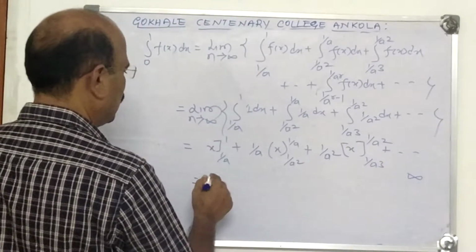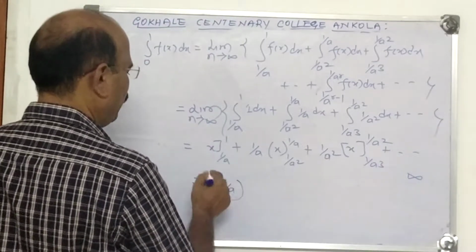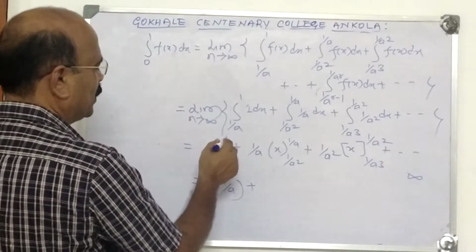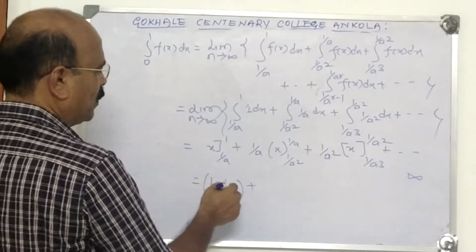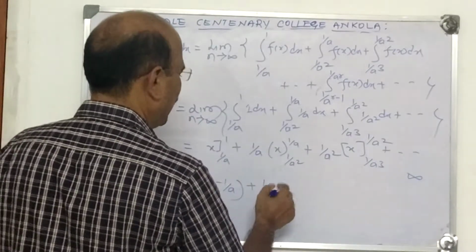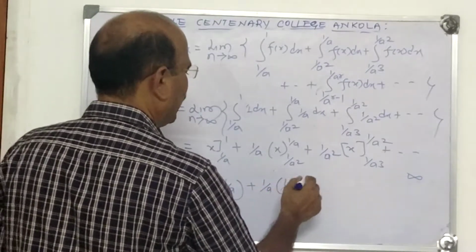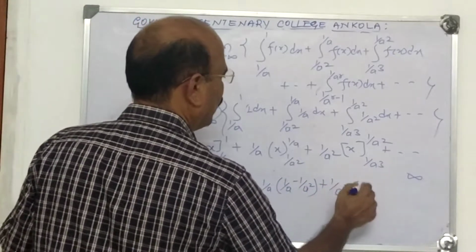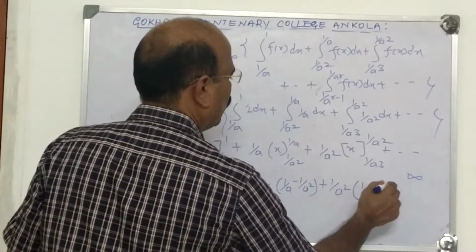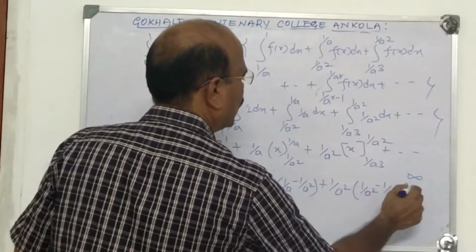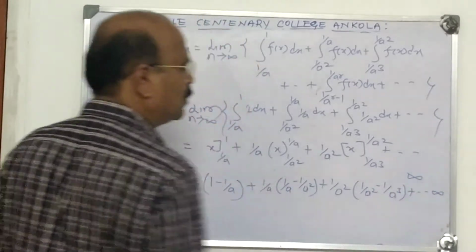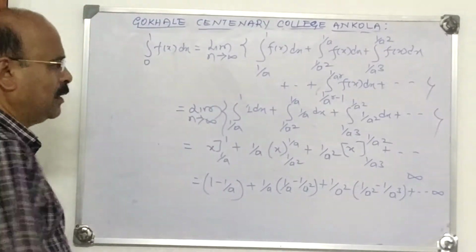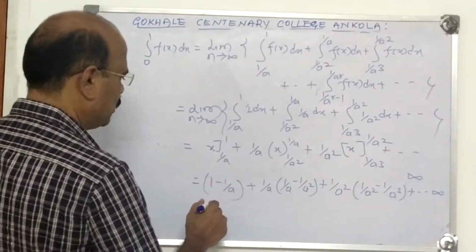Therefore it is 1 minus 1 upon a plus, you know how to take the value of x: when x is 1 minus the value of x is 1 by a, plus 1 upon a into 1 by a minus 1 by a square, 1 upon a square into 1 upon a square minus 1 upon a cube, plus so on to infinity. I think every step is clear here. All of you follow these steps.